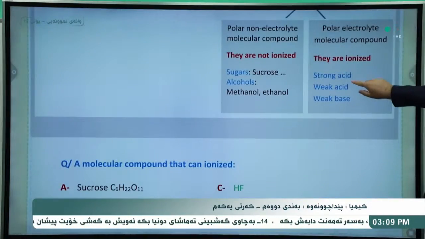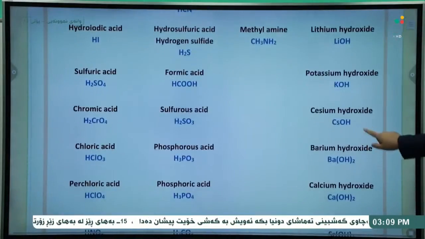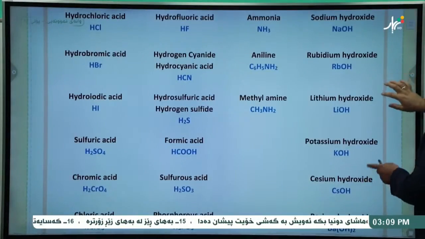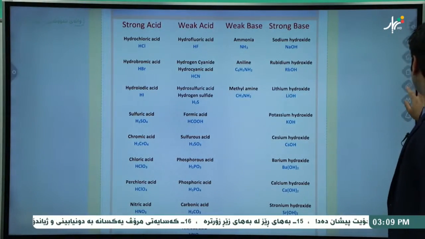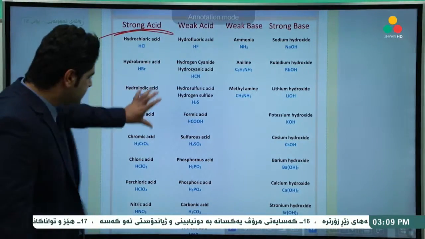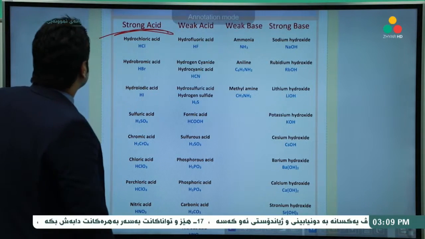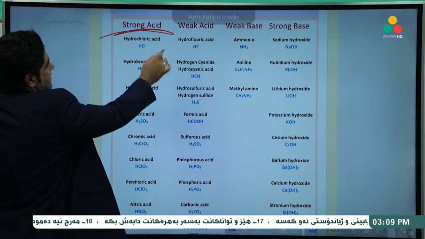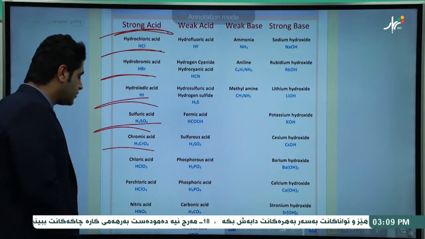Okay, we talked about strong acid, weak base. That's why we should memorize the list of weak acids, weak bases, strong acids, strong bases. For strong acids, it's very important, one of the most important tables in this book. Strong acids such as HCl, HBr, HI, H2SO4, HCrO4.